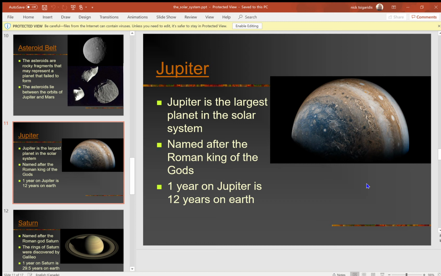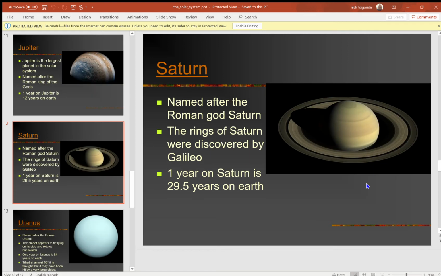Then, of course, we have probably what people would consider the most beautiful planet. We have Saturn and its stunning ring system. It is named after the Roman god Saturn. The rings of Saturn were discovered in the 1600s by Galileo. He did a lot of the discoveries. He also discovered the four major moons of Jupiter. That's why they're called the Galilean moons. And he did discover the rings of Saturn.